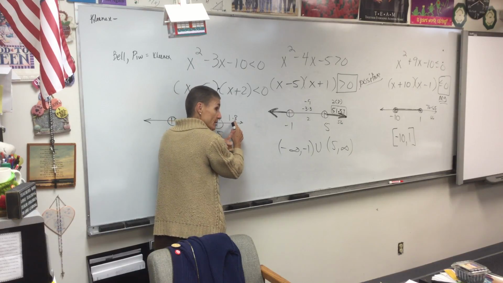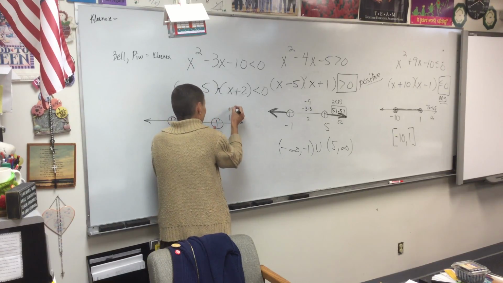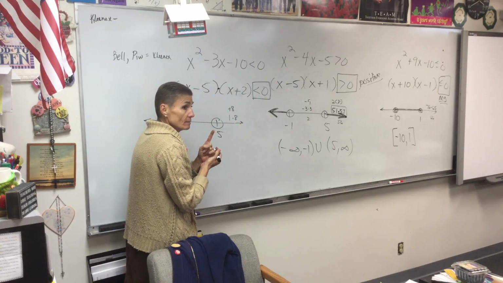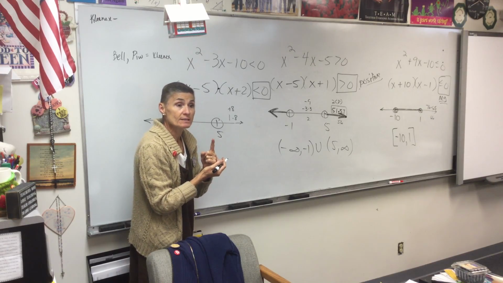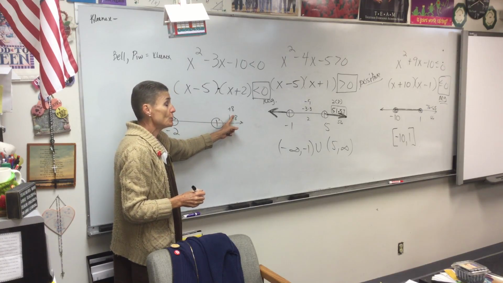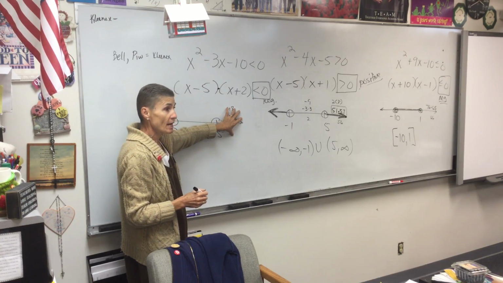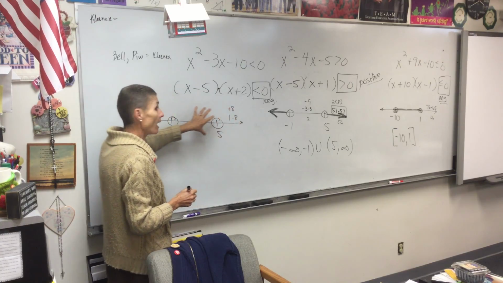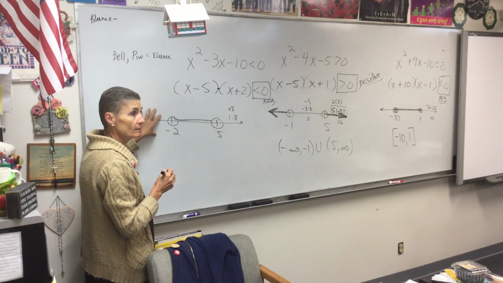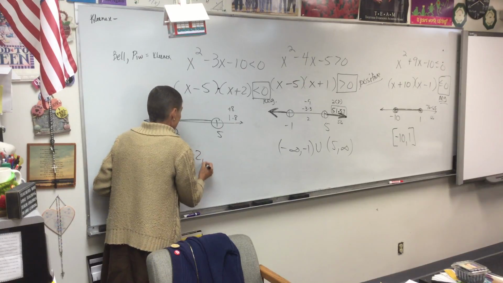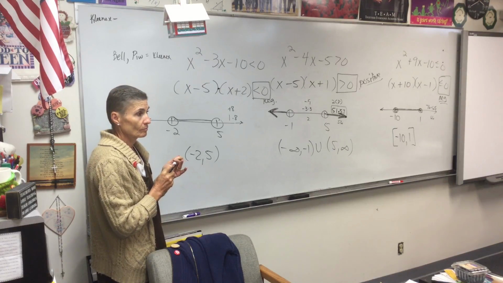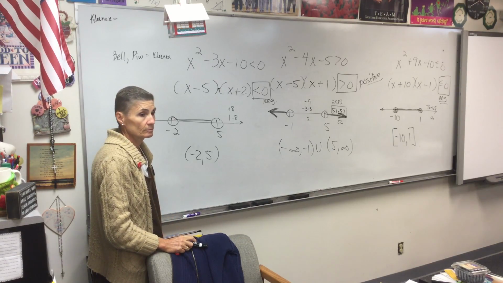Now I am multiplying those together, and I will get a positive 8, right? What kind of answer did I want? Less than 0, which is a negative answer. So did that 8 work for me? No. So I am not shading. My answer is negative 2 to 5 in parentheses. Wow.